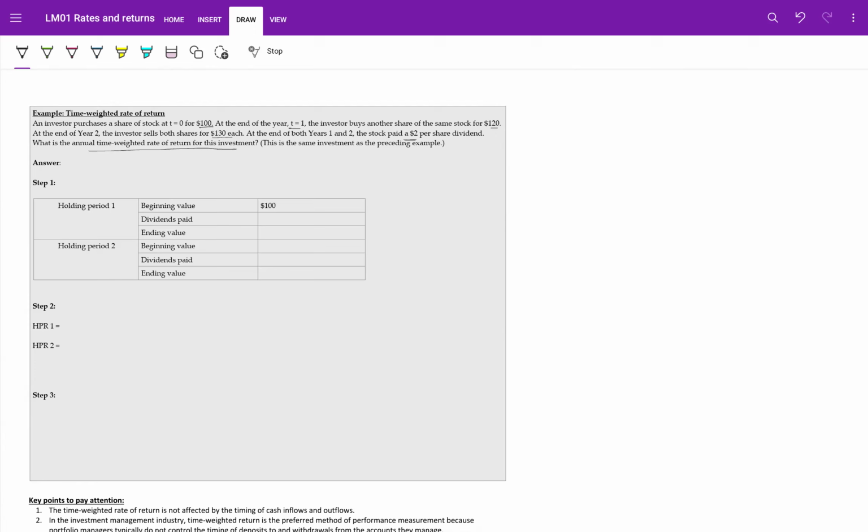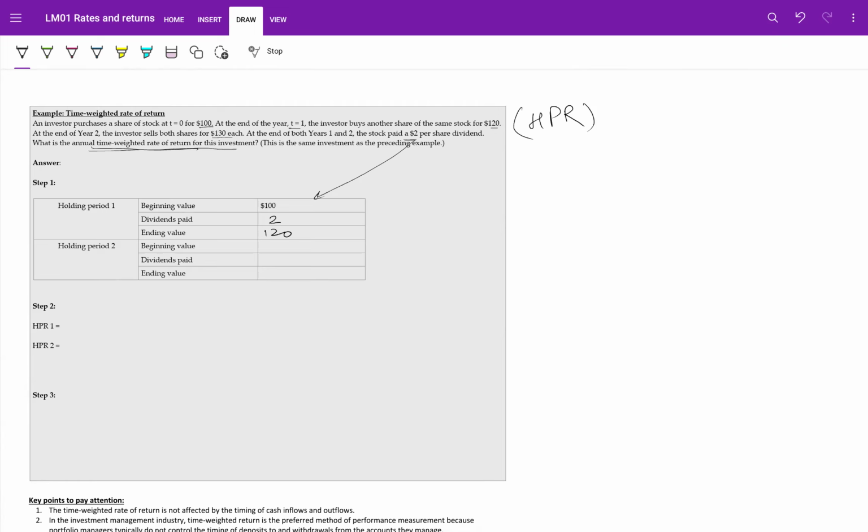So the beginning value is $100. There was a dividend of $2, and the ending value will be 120. So now we are going to calculate. Understand, whensoever we are talking about time weighted return, we will calculate using holding period returns. So we need to calculate holding period return for every investment. So starting 100, dividend paid 2, ending value is 120.